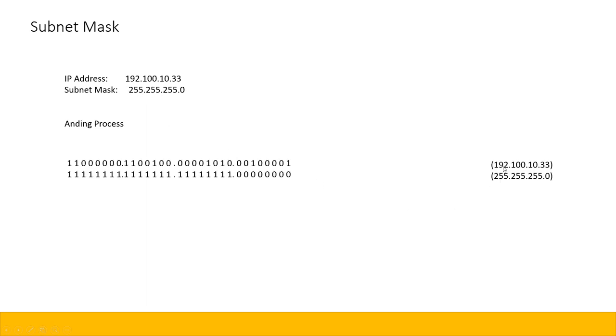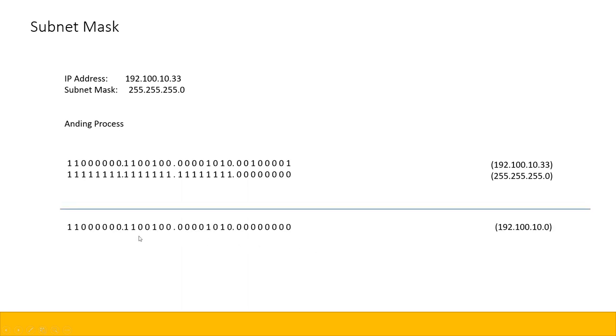So for example, the IP address is ANDed with the subnet mask, the AND operation is performed, and this is the result. These bits, if translated to decimal, become 192.100.10. So you can see that this part is the network address portion. Basically, the subnet mask specifies the network part of the IP address. So the network address for this IP address is 192.100.10.0, right? This is how we get the network address.